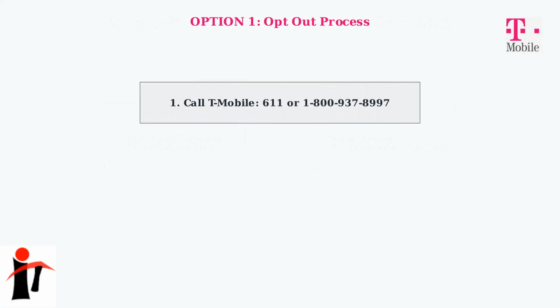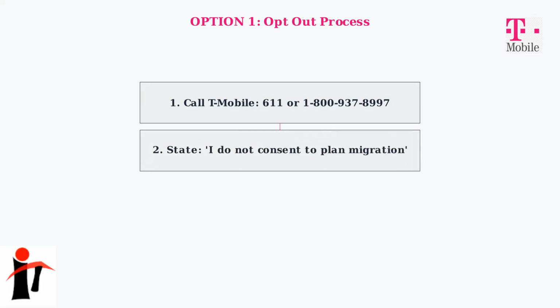For option 1, the opt-out process, start by calling T-Mobile customer service. You can dial 611 from your T-Mobile phone or call 1-800-937-8997 from any phone. Clearly state that you do not consent to the plan migration and want to keep your current plan. Be direct and specific about your refusal to accept the changes.